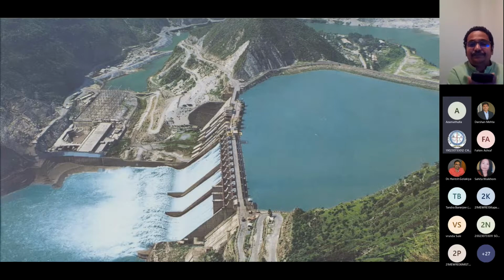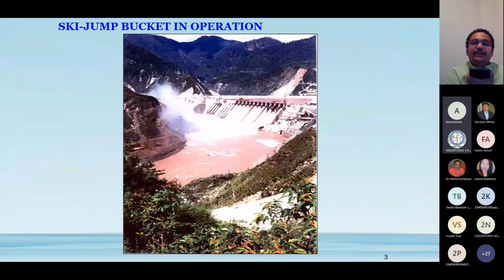Okay, next slide, please. You can see the ski jump bucket operation after inauguration, I think in 1988 or around that time. See, due to high velocity jets, right bank damage happened and scour took place. You can see the previous slide, all white water. Now you can see all with sediment. It means scour takes place downstream, within 1 day. Okay, next slide, please.